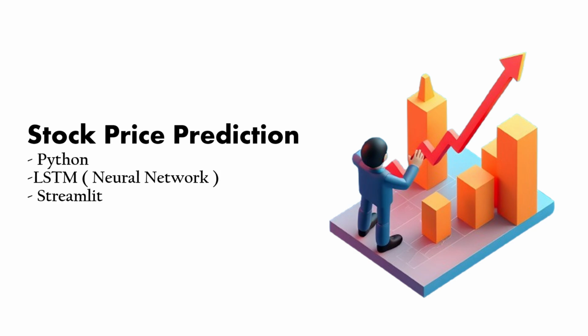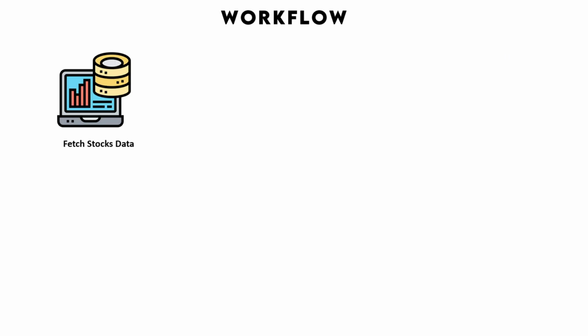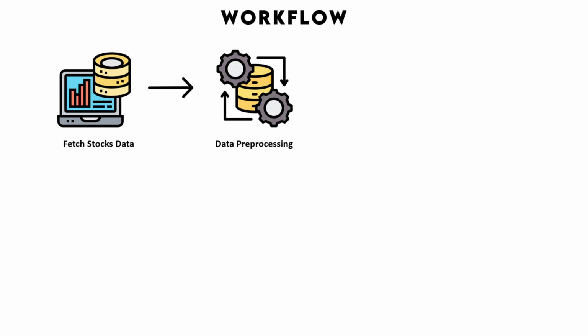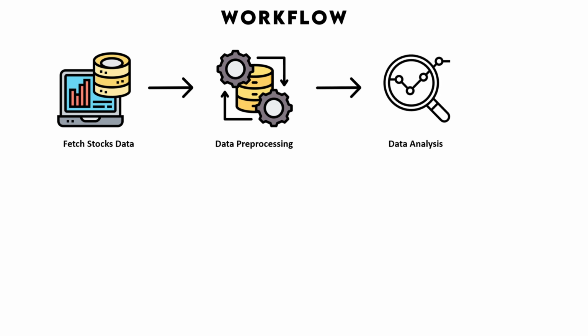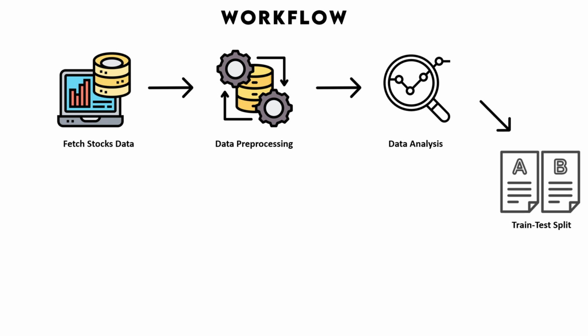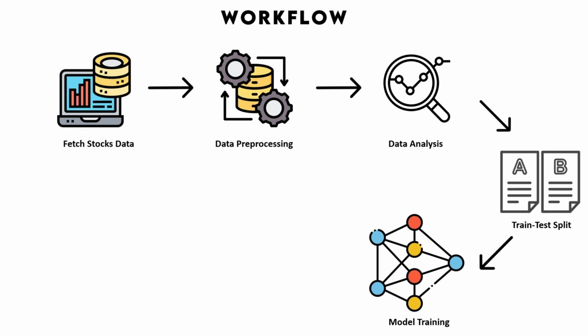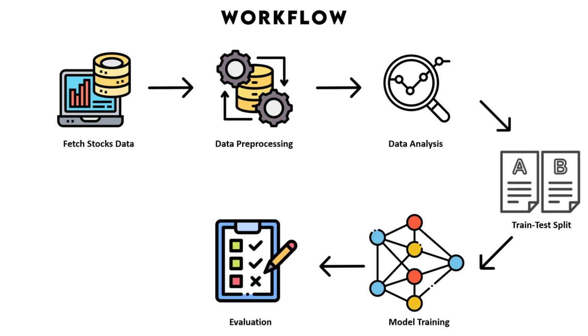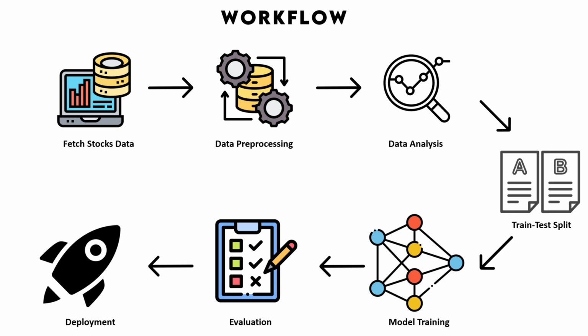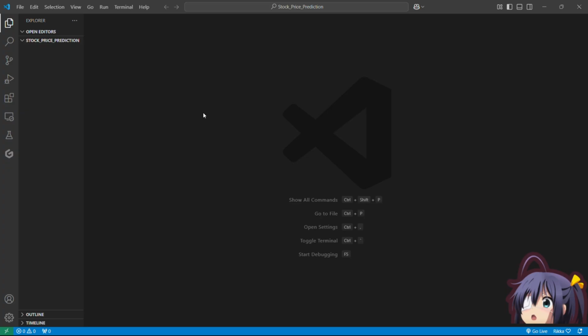So let's see what's going to be the game plan for today's project. We will start by fetching the stock data with the help of the yfinance API. After fetching the stock data, we will perform some data pre-processing over it, like calculating RSI, adding technical indicators, and many more. After the data pre-processing, we will do certain data analysis, and then we will split our data into the training and the testing set. After that, we will train our model on the training set, and then we will evaluate our model on metrics like MSE, and finally we deploy our model with the help of Streamlit. So now let's jump into the coding part.